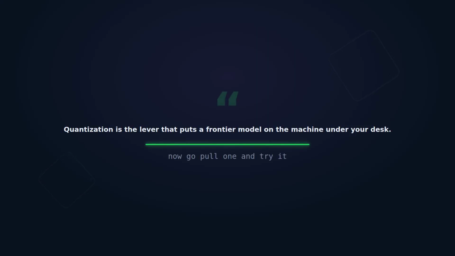On a 128 gigabyte box, that means a small model is trivial, a 70 billion model is comfortable, and a frontier scale model sits right at the edge of possible. And the same shrink that makes a model fit is what makes it fast. Fewer bits, bigger models, running on your own desk. That's the lever. Now go pull one.